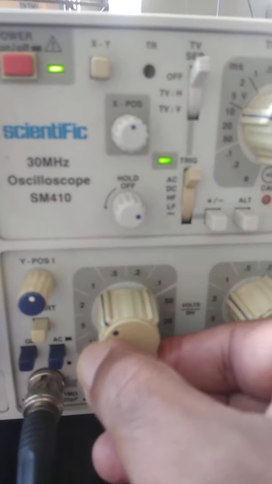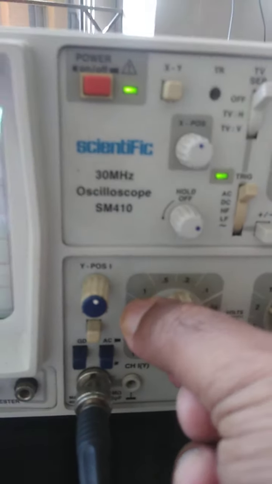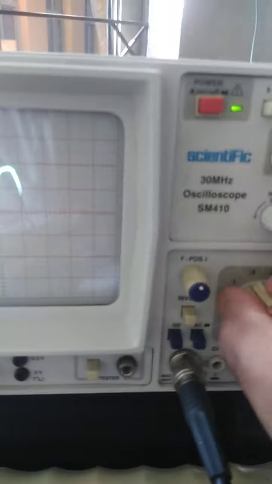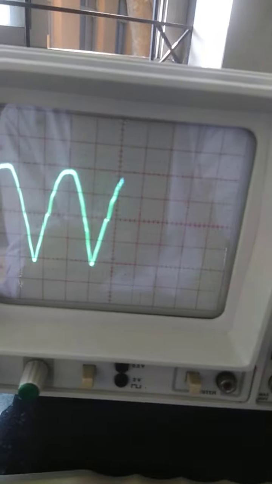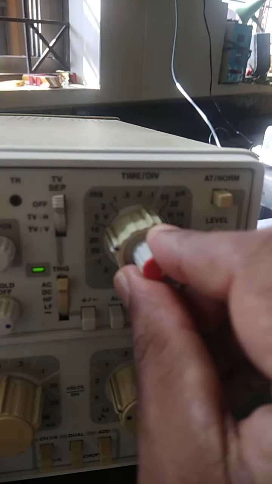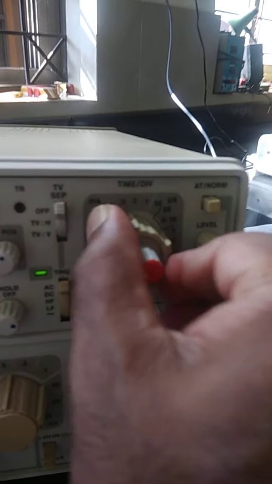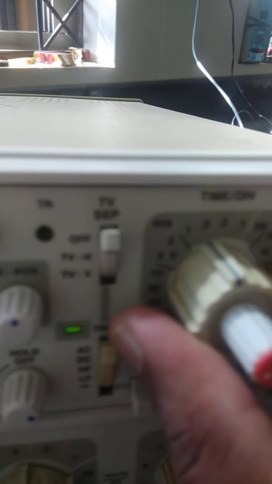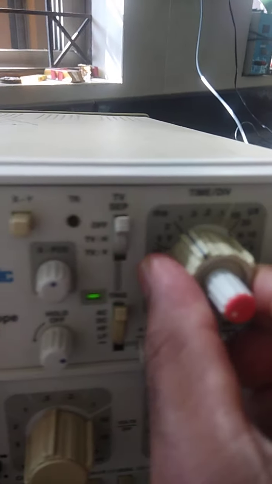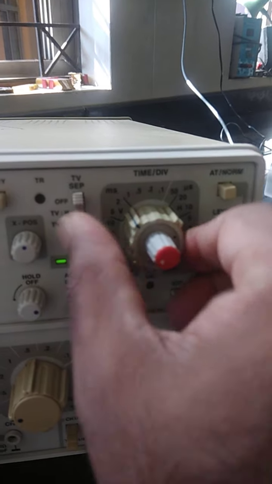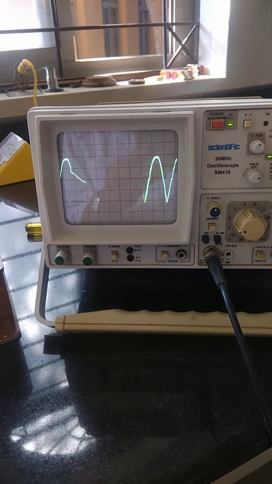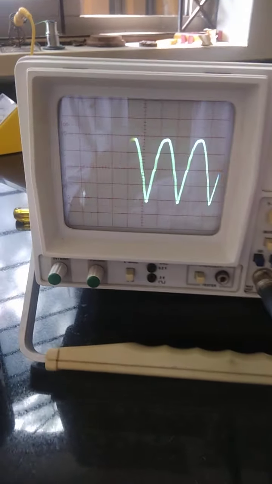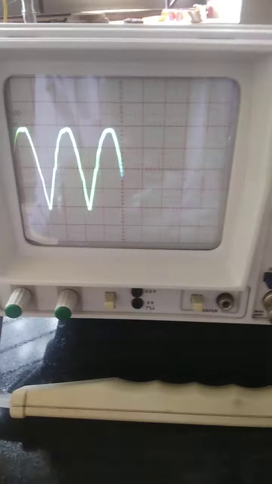This is the notch. You can multiply this into this, whatever it is. And for time, you can see the time concept. It is in millisecond or microsecond, and you can change it either to millisecond or microsecond. As I rotate this, you can see there is a change in the waveform.